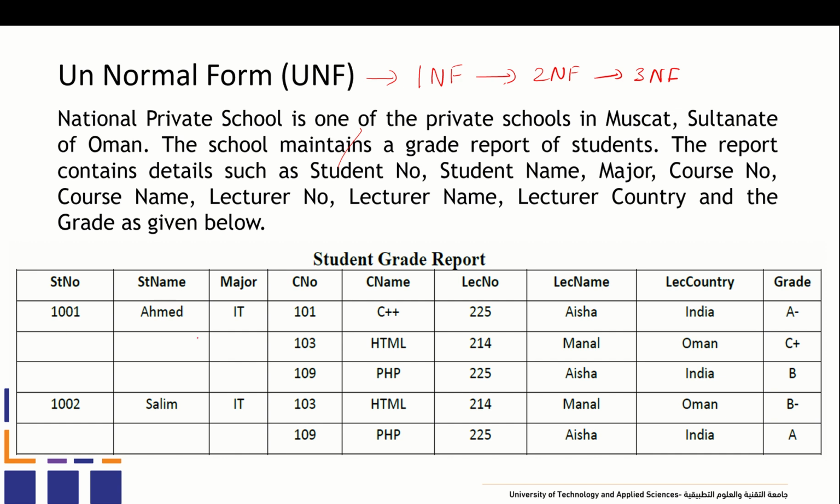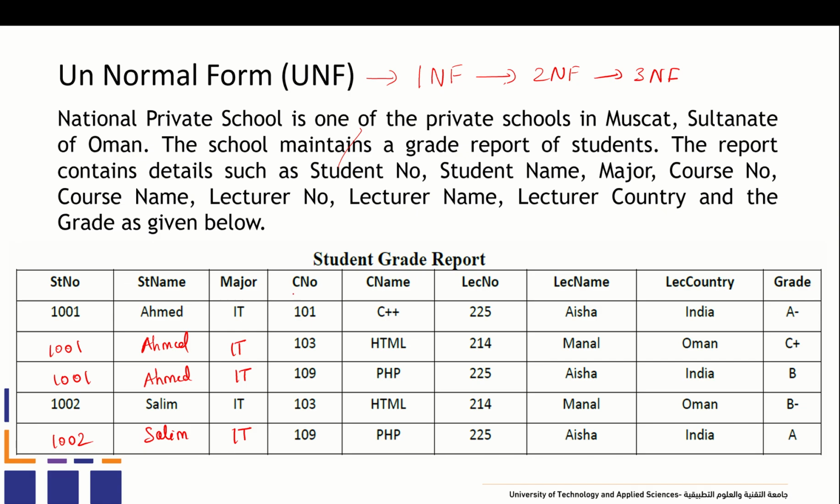Now let's take this table. Here you can see there are no values here. What is the meaning? The value is the same. Here also the value is the same. Now I am going to convert this table into first normal form.